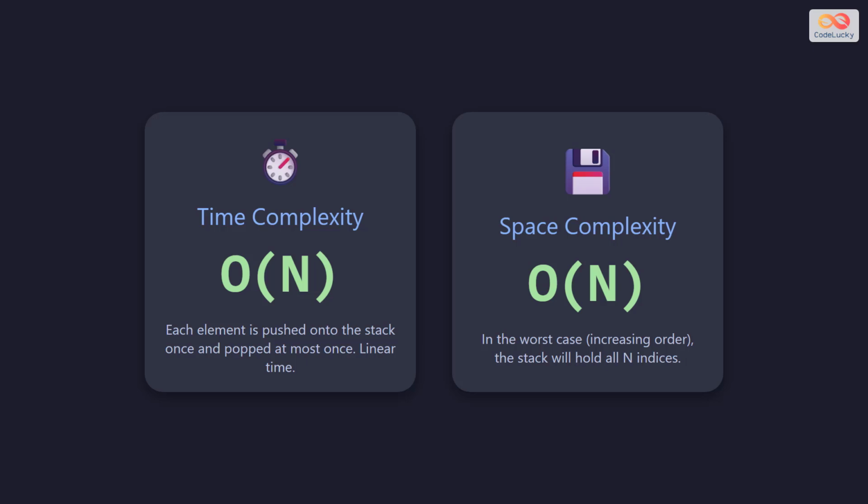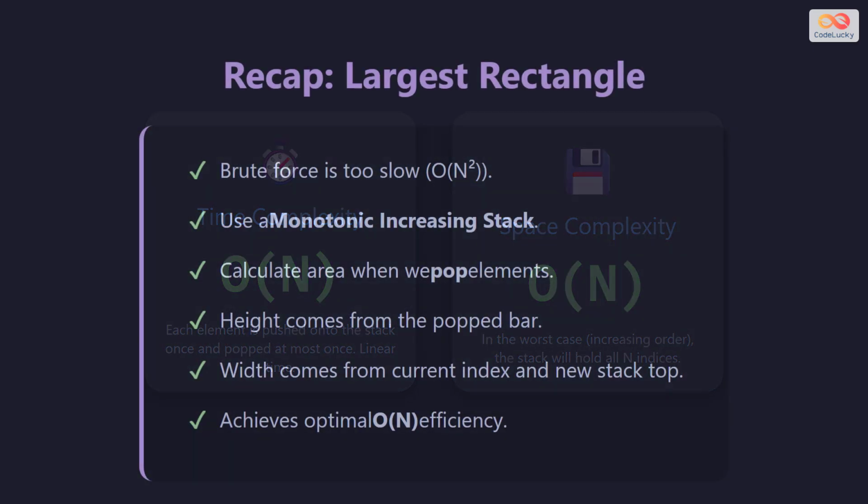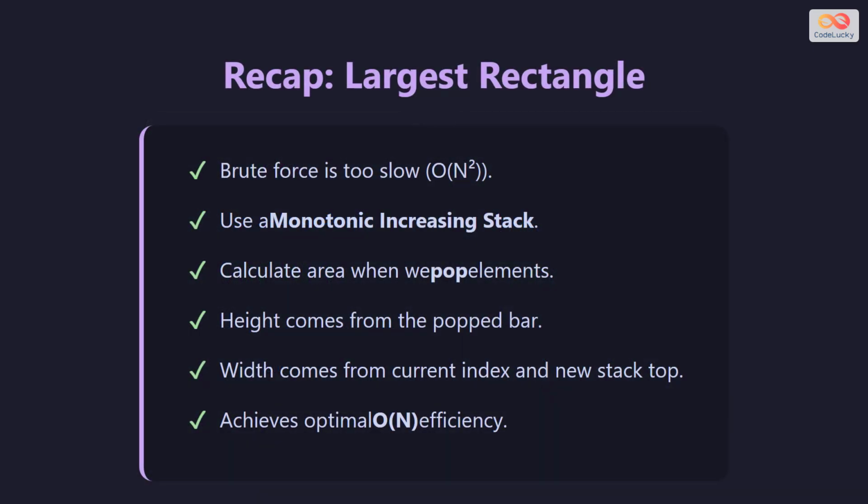This algorithm is highly efficient. Since every bar is pushed onto the stack exactly once and popped at most once, the time complexity is linear, or O of n. The space complexity is also O of n to store the stack. To wrap up, we moved from a slow quadratic solution to an optimal linear solution using a stack. By identifying the nearest smaller bars on both sides, we can calculate the maximum area for every bar efficiently.